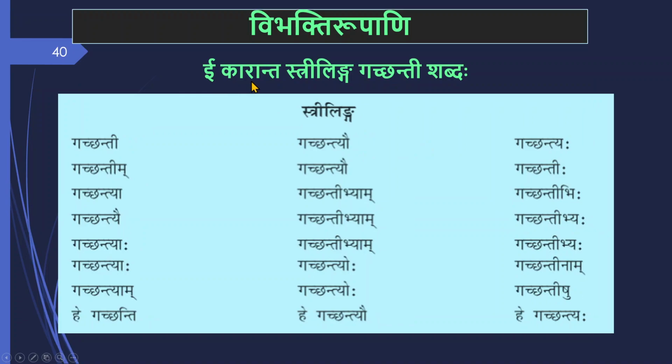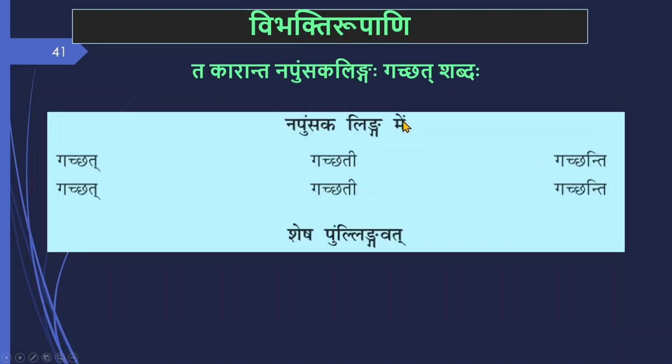Feminine forms, ikaranta strilinga gachanti shabdah. Gachanti, gachantyau, gachantyah. Gachantim, gachantyau, gachantihi. Gachantya, gachantibhyam, gachantibhihi. Gachantyai, gachantibhyam, gachantibhyah. Gachantyah, gachantibhyam, gachantibhyah. Gachantyah, gachantyoh, gachantinam. Gachantyam, gachantyoh, gachantishu. He gachanti, he gachantyau, he gachantyah. Strilinga rupa, feminine forms.